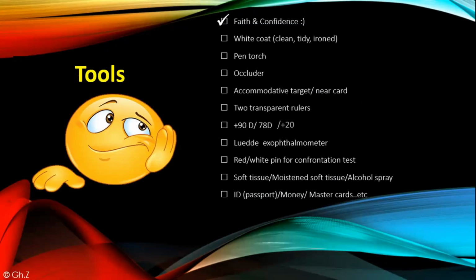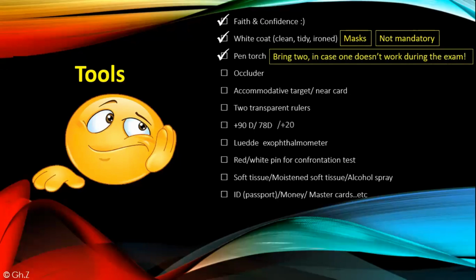First, that you have faith and confidence, of course, and a white coat is not mandatory. Masks also, at the moment, are not mandatory. Pen torch: you have to bring two, just in case one doesn't work during the exam. Occluder: remember, we need an occluder for strabismus evaluation. And also, if you remember in dystopia, if we have a decentered reflex, you have to use an occluder in order to get a central reflex of the dystopic eye.